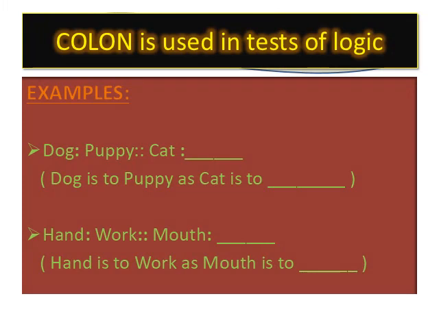It is quite interesting that colons are used in tests of logic. See the example, children, you can solve it. Dog is to puppy as cat is to kitten. The second example, hand is to walk as mouth is to eat. Very good. And again the same thing. Dog is to puppy. Here single colon is used. As cat is to kitten. Where we are saying as, the double colons are used. So colons are used in tests of logic as well.